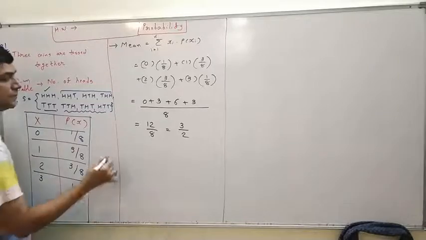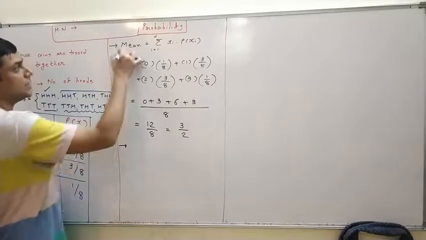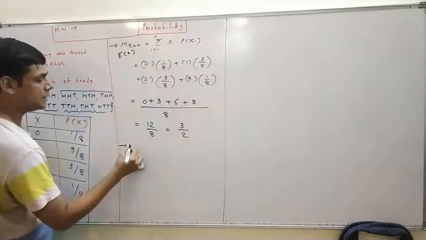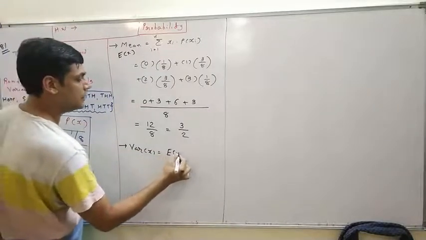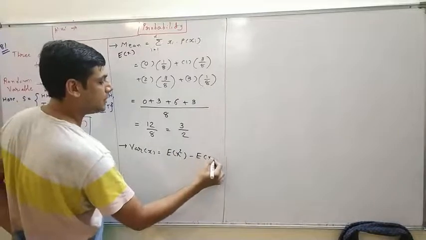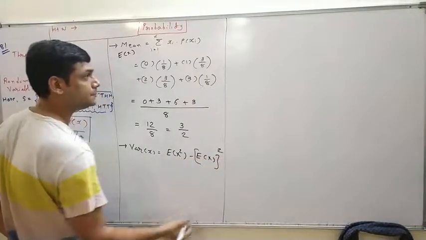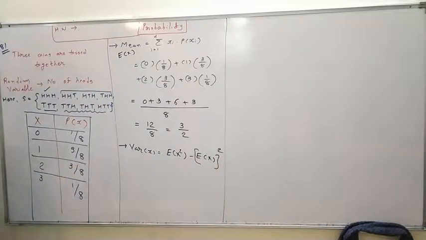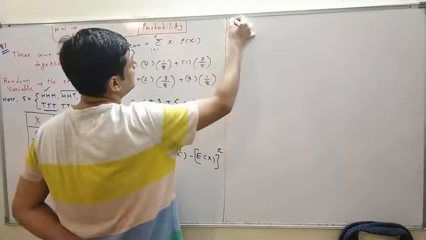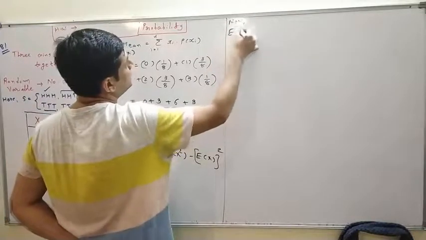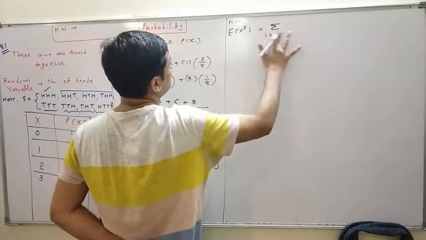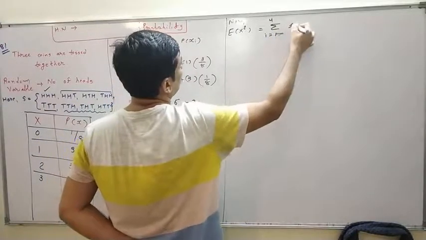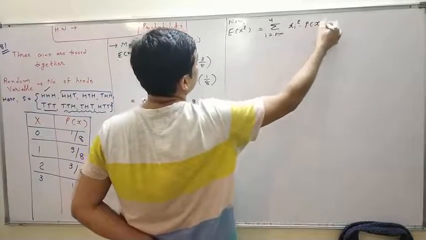Now for variance, the formula is E of x square minus E of x whole square. So first we need to find E of x square. E of x square means sigma i equals 1 to 4 xi square into p of xi.